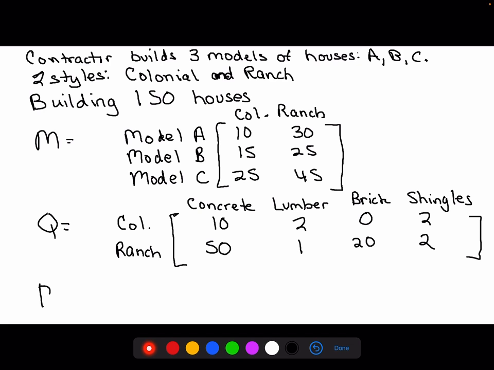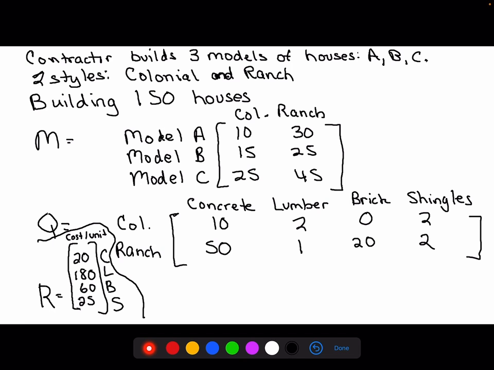Then R is going to give us each of the materials and the cost per unit. So this is actually a 4x1 matrix. I'm running out of space here. I apologize, I'm trying to squeeze all this in. This is the cost per unit, and we're dealing with the concrete, lumber, brick, and shingles. I'm just going to abbreviate to squeeze that in. So that's our main matrices we have going on here.